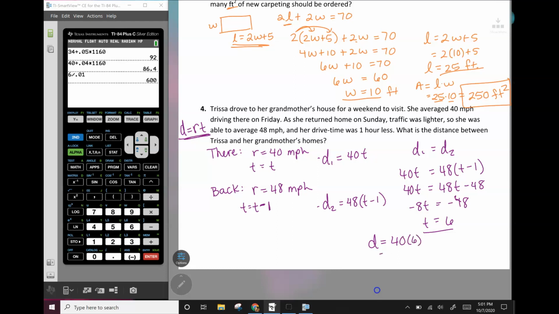If I use the first equation, that is 240, and you should see that if you plug that into the second equation, you'll get the same thing. Doing 6 minus 1 is 5, and 5 times 48, again 240. And the units here are miles, because the rate was in miles per hour, the distance is in miles.